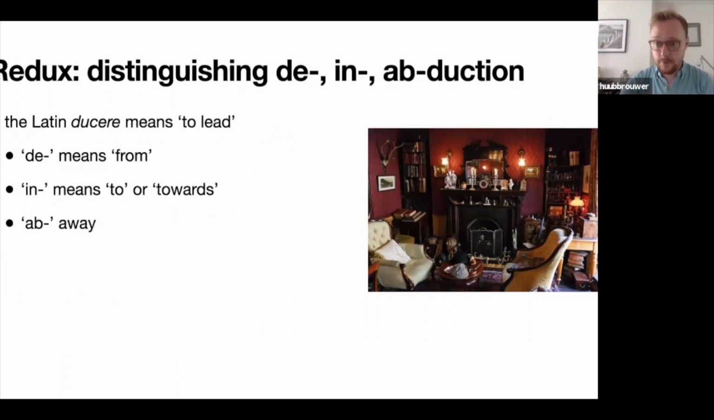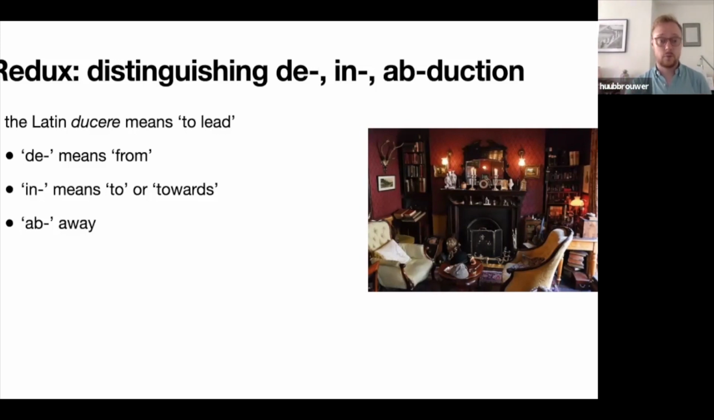Now, if you have difficulty remembering the distinction between deduction, induction, and abduction, it may be helpful to think about the Latin from which these nouns come. So the Latin ducere means to lead, and de means from. So deduction leads you from a general observation to a particular inference.